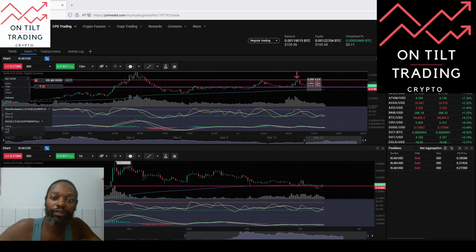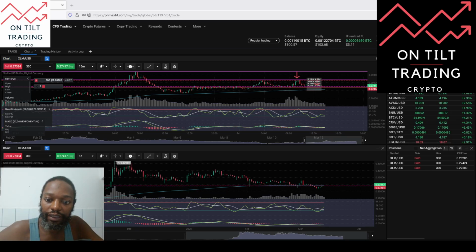This blue line that you see here, this is the 200 EMA. And this blue line that you see here down on the daily, this is also the 200 EMA, but on the daily. I'll walk you through what I'm seeing here.